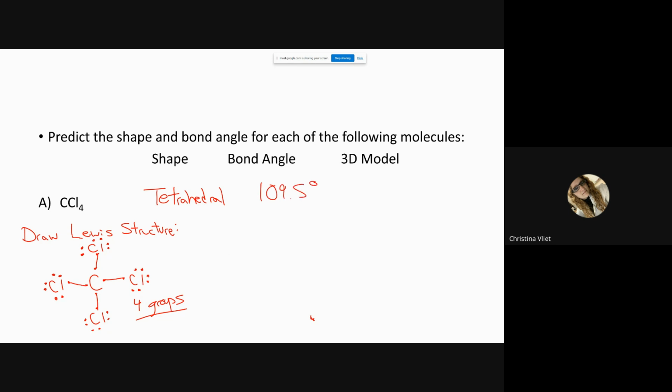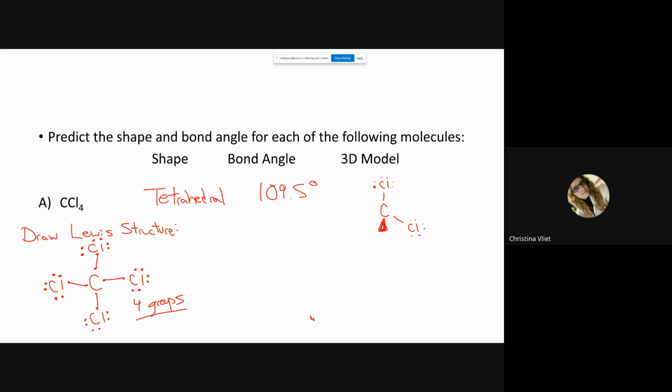And then the 3D model. How would we write this to show the correct angles? Because the Lewis structure does not show the correct angle. So how do we fix it? Basically this gets a wedge and this gets a dash, and you bend this chlorine down a little bit. So for the 3D model, it's gonna look like this. C, because you gotta use the actual atom. C, Cl, and Cl here. A little bit bent down because it's got to have a larger bond angle than 90.